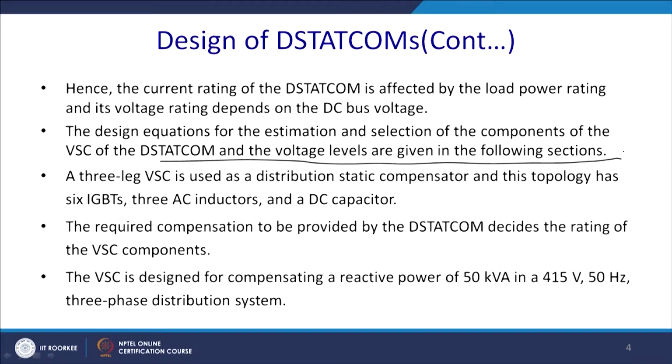A 3-leg VSC is used as a distribution static compensator. The topology has 6 IGBTs, which may increase for a 3-level inverter or more levels, 3 inductors and a DC capacitor. The required compensation to be provided by the DSTATCOM decides the rating of the VSC components. The VSC is designed for compensating a reactive power of 50 kVA in a 415 volt, 50 hertz 3-phase system. This has been considered.